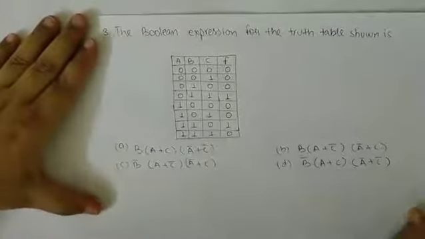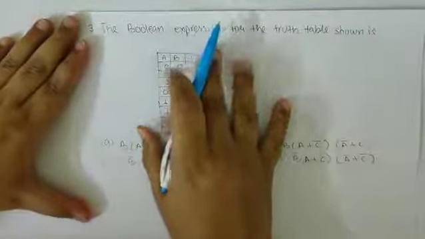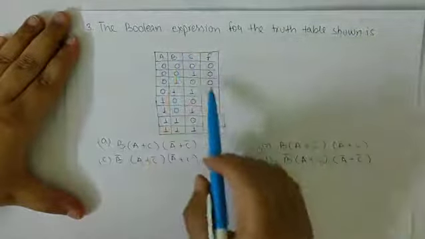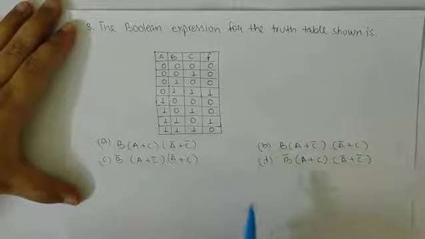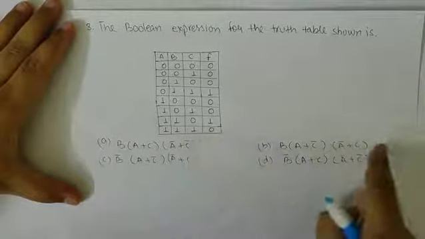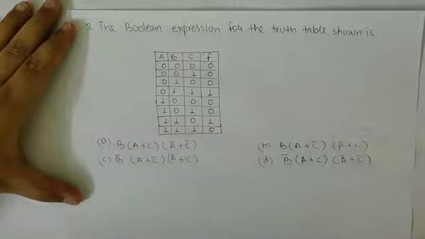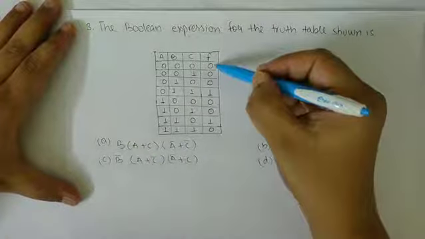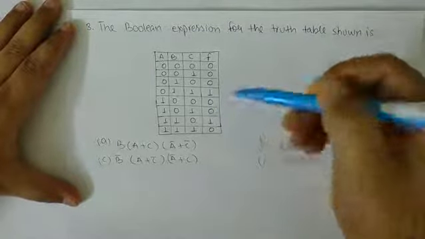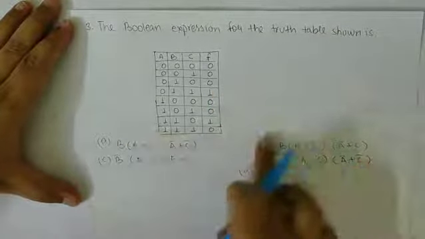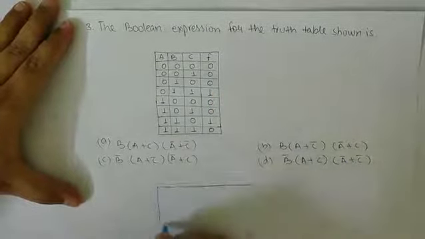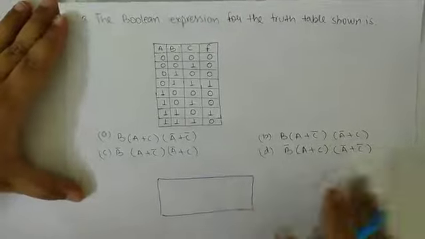Let's move to our third question. In the third question, a Boolean expression for the truth table is asked. This is the truth table. Now he is asking what the Boolean expression will be. From the options we can say that this is in POS form, product of sums, and we know that in POS form we collect 0s, only 0s, whereas in SOP form we collect 1s. So here the answer is in POS form, that's why I am collecting only the 0s.